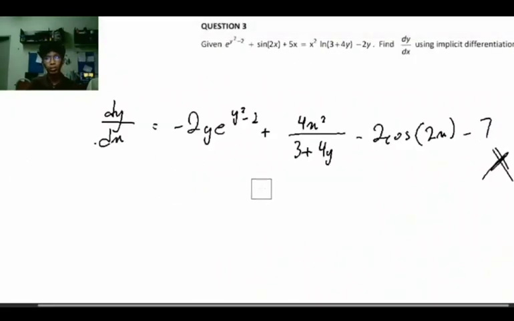The final answer for this question is dy/dx equals minus 2y e to the power of y squared minus 2, plus 4x squared over 3 plus 4y, minus 2 cos 2x, minus 7. This is all from me. I'm going to pass it to my group member.